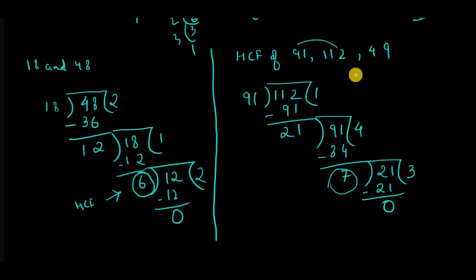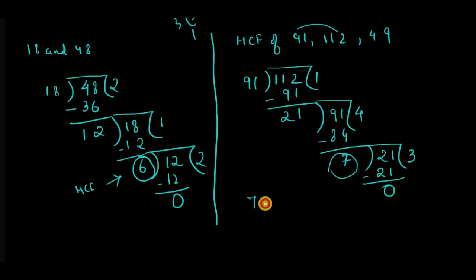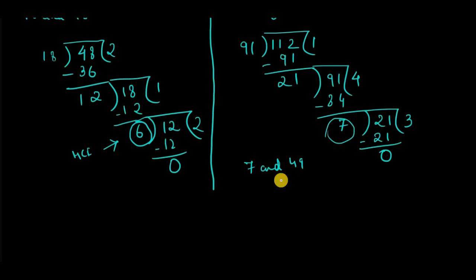we have the third number, right? So I need to check with 49. So I'll find the HCF of 7 and 49, right? Because the HCF of these two is 7, so I'll write down the HCF and the third number, 7 and 49. I need to take the smaller number outside and divide by it. 7 7s are 49, and there is 0. So 7 is the HCF.